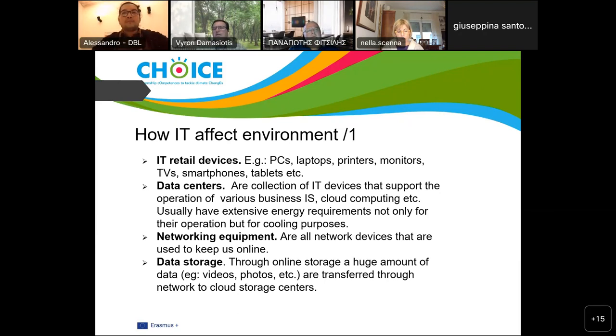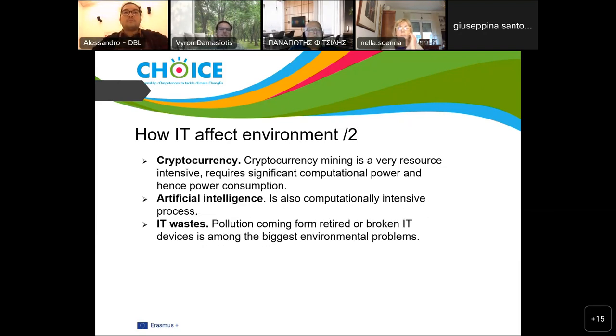to cloud storage centers. There's the cryptocurrency. Cryptocurrency mining is a very resource-intensive process and requires significant computational power, and hence has a great power consumption, for example Bitcoin. Artificial intelligence is also a computationally intensive process. And finally, we have the various IT wastes, which pollute our environment and concern all broken or retired devices we have used some time.